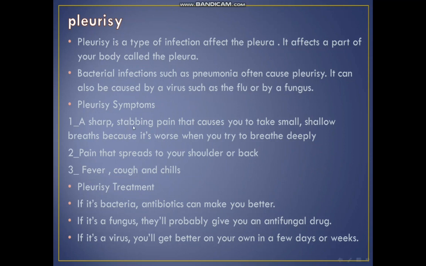Pleurisy symptoms: a sharp stabbing pain that causes you to take small breaths because it's worse when you try to take a deep breath, pain that spreads to your shoulder or back, fever, cough, and chills. Pleurisy treatment: if it's bacteria, taking an antibiotic can make you better. If it's fungus, they will probably give you an antifungal drug. If it's a virus, you will get better on your own in a few days or weeks.